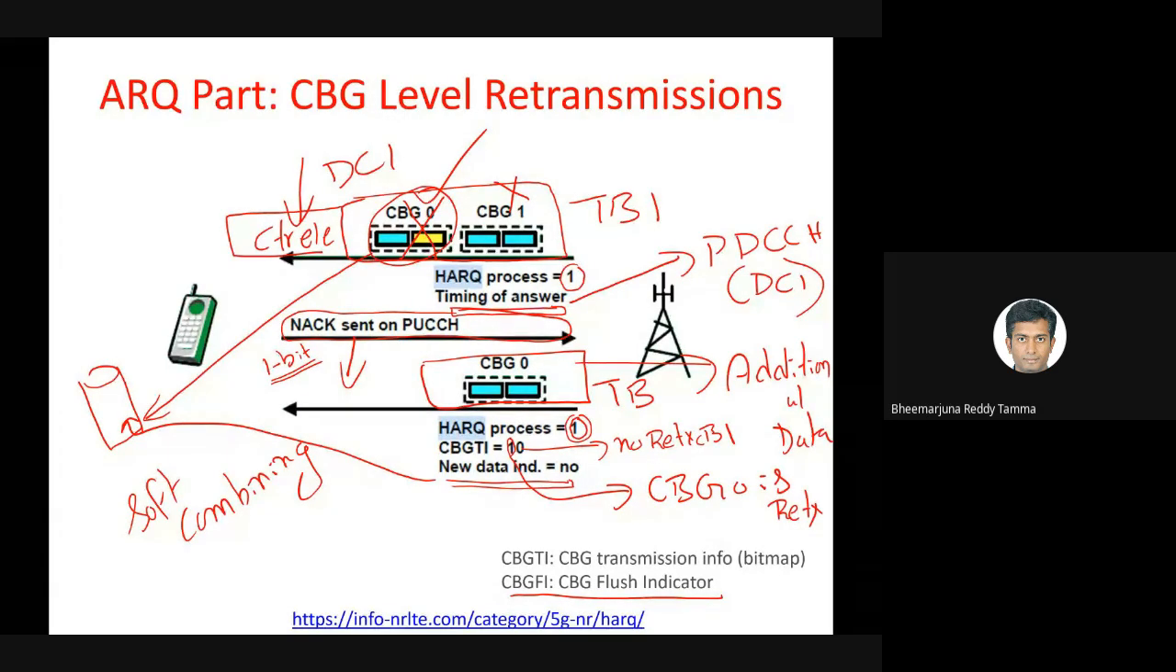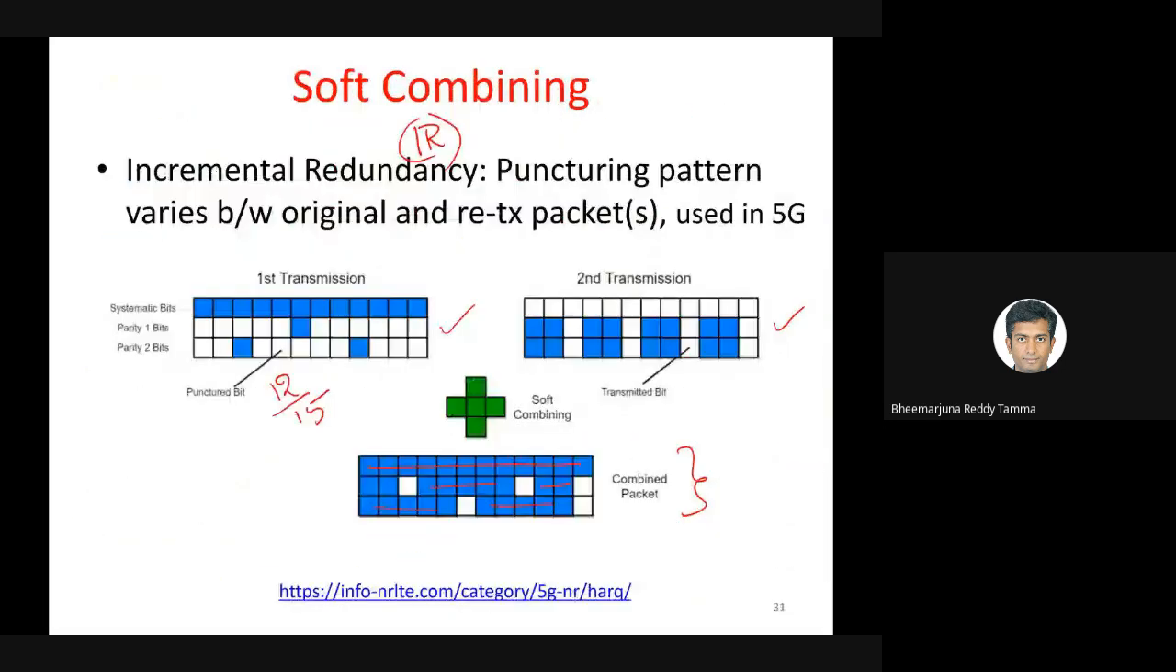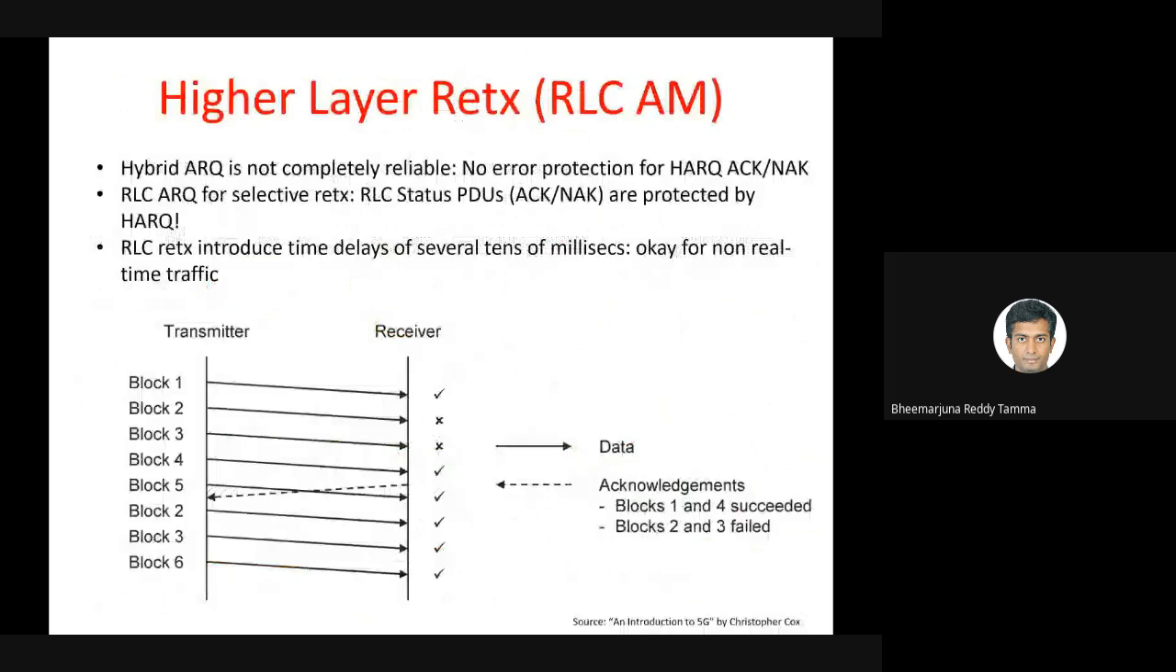Exactly. So because of that, what could happen? Even though the handset has not received it, the base station is thinking otherwise and it is proceeding to transmit other code block groups and other transport blocks. That's the reason why we are saying this point. Hybrid ARQ is not completely reliable because there is no error protection for ACKs and NACKs coming from the receiver to the sender. Is that clear now?